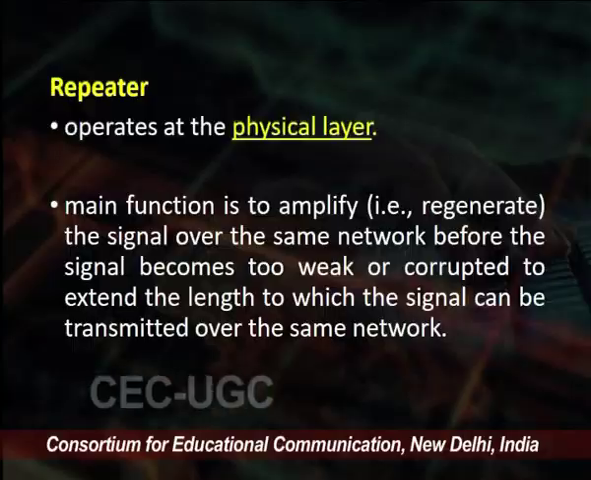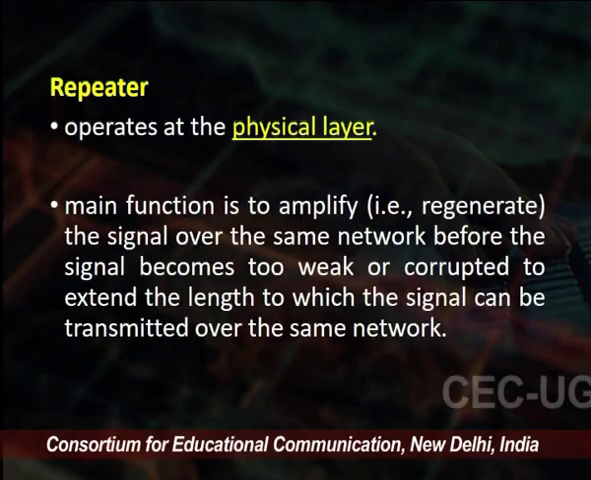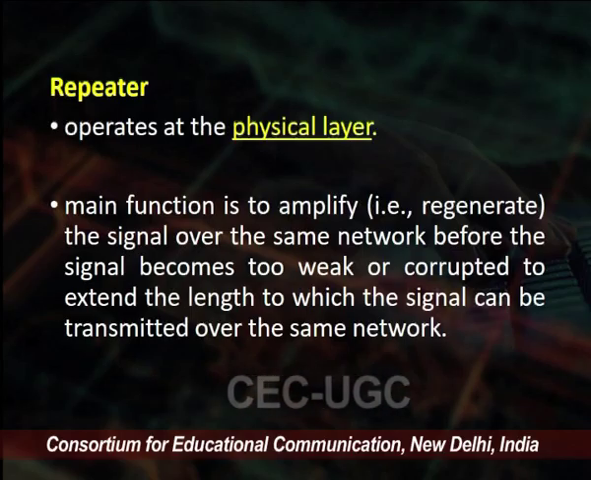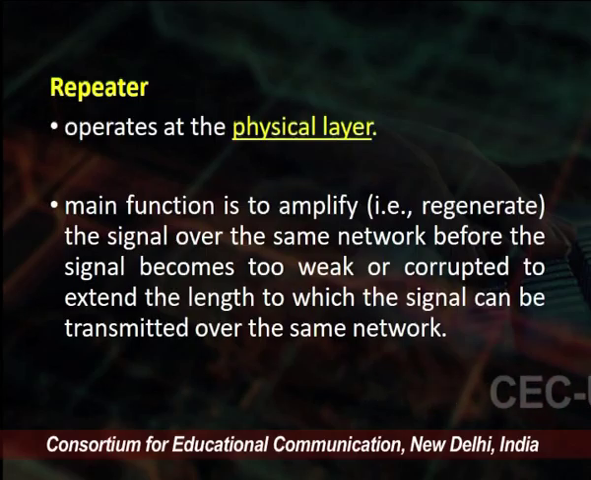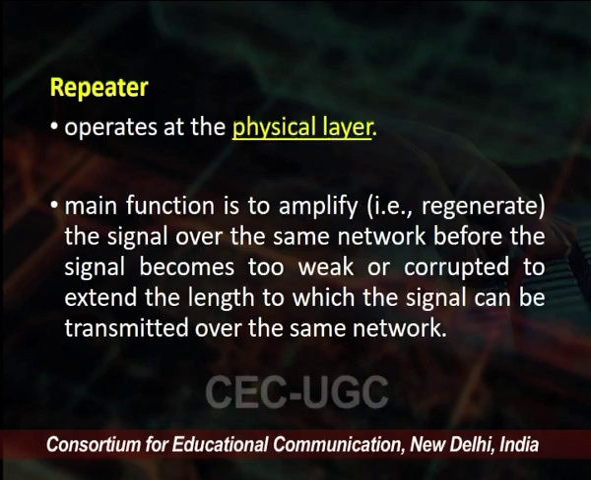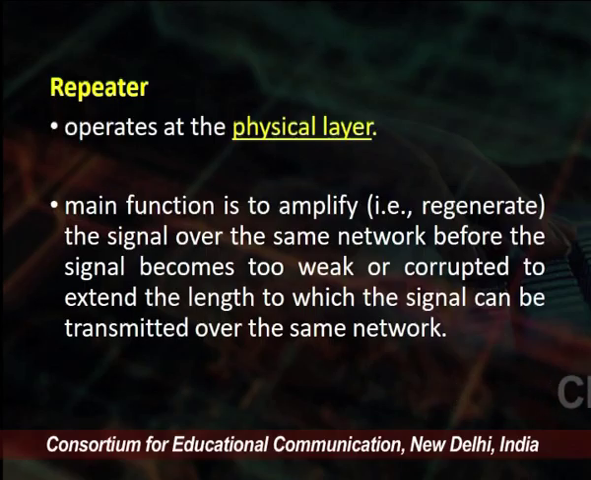When we say repeater, the name indicates one who repeats. Repeating the signal, or regenerating the signal, means we are actually amplifying the signal. So the main function of the repeater is to amplify, or regenerate, the signal over the same network before the signal becomes too weak or corrupted, to extend the length to which the signal can be transmitted over the same network.